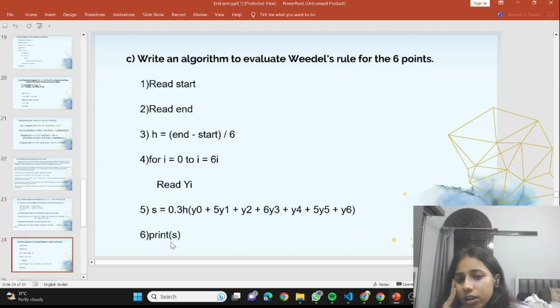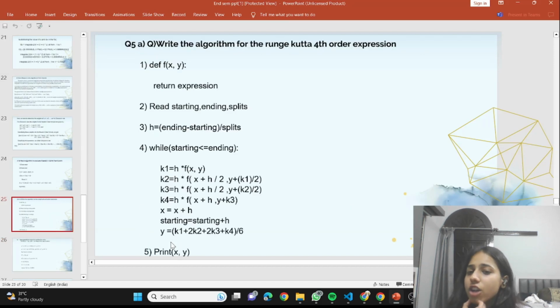Third question is write an algorithm to evaluate Weddle's rule for the 6 points. First, read start, read end, h equal to end minus start upon 6. We will start a loop here where i goes from 0 to 6. Read yi. s equal to 0.3h times y0 plus 5y1 plus y2 plus 6y3 plus y4 plus 5y5 plus y6, and we will print s.